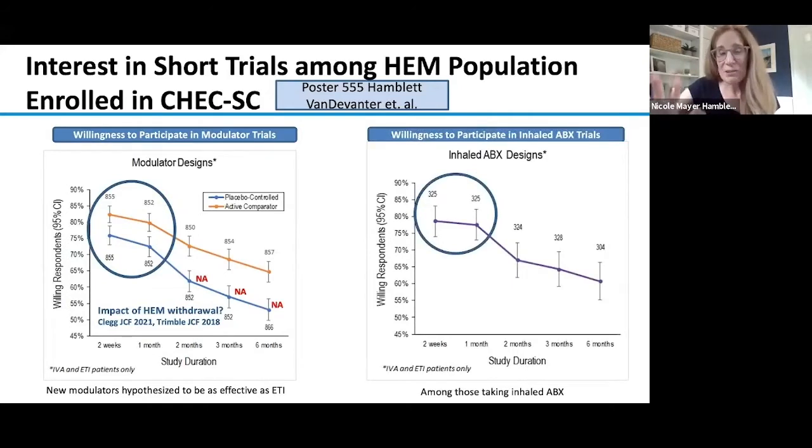This similar trend was seen as we asked the cohort of those who are on chronic anti-pseudomonal antibiotics their willingness to participate in future inhaled antibiotic trials. And what we'll see here, these are designs that would include a placebo control. Again, this idea of support for shorter term studies. And of course, this tracks well with those who would be on intermittent therapy. So there's clear engagement there.